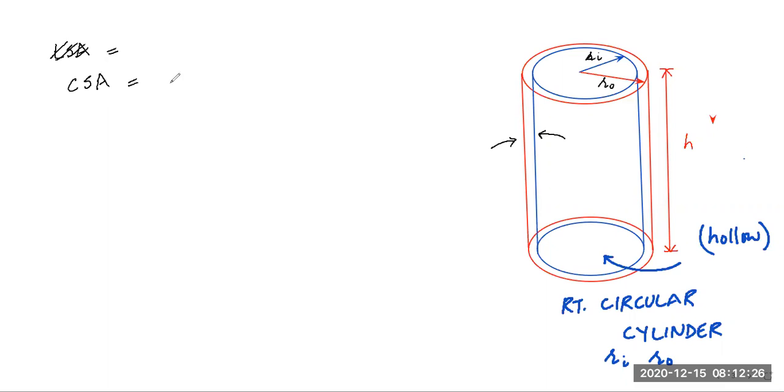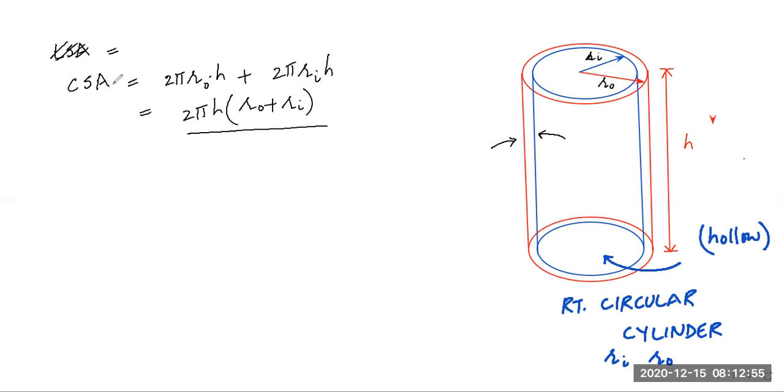Well, this would be equal to, again, area: perimeter of the base, that is 2 pi ro, into h, plus this is inside curved surface area also. So 2 pi ri h, right? So this will be equal to 2 pi h into (ro plus ri), right?